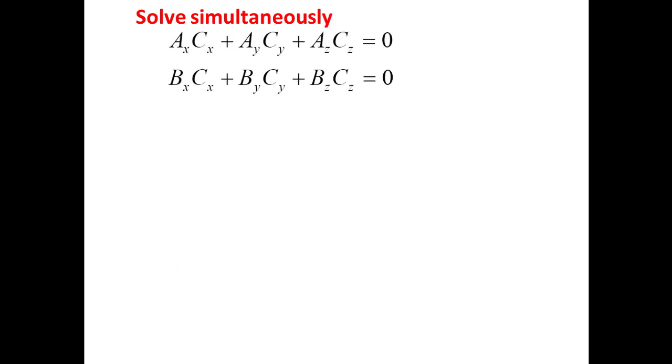If we solve these two equations simultaneously, we can multiply this one by BZ and this one by AZ, so that the last two terms, AZ CZ and BZ CZ, will be eliminated and we will be left with only two equations with two unknowns, CX and CY. We eliminate CZ first, because our intention is to find CX, CY and CZ, so that the vector C will be represented in vector form by its components CX, CY and CZ.